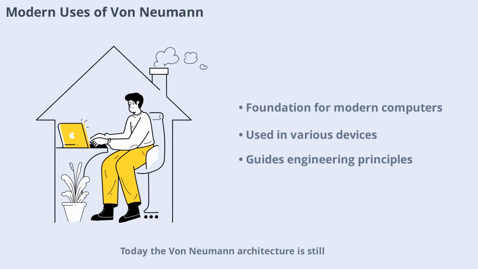Today, the von Neumann architecture is still the foundation for most general-purpose computers. From desktops and laptops to servers and embedded systems, its influence is everywhere. Even as new designs emerge, the basic principles of the von Neumann model continue to guide computer engineering. Its flexibility and simplicity make it ideal for a wide range of applications, ensuring its relevance in the digital age.